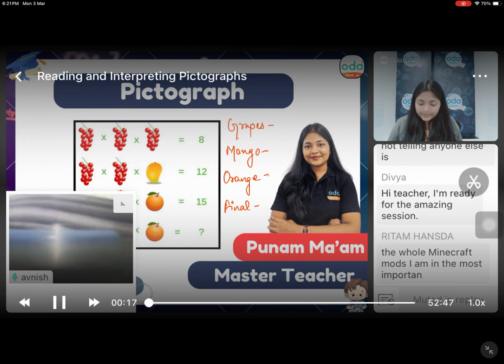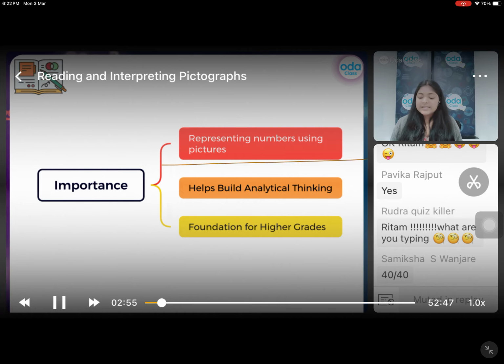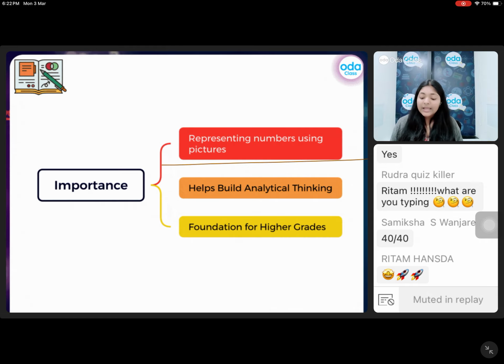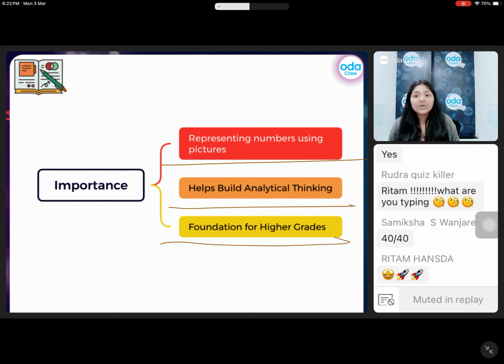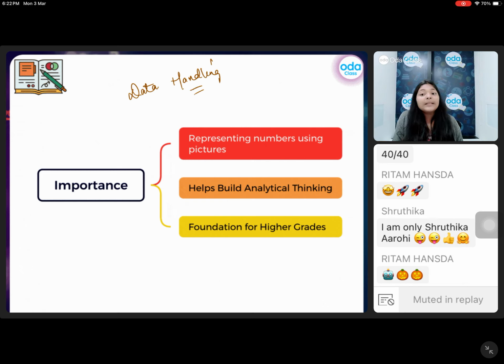And this topic is really very important because it is representing numbers using pictures. It helps build analytical thinking and is also a foundation for higher grades. Whatever we are going to learn in the higher grades is related to this. We are going to learn data handling in higher grades as well. Now we are in fourth standard, we are reading it. This will come in use and build the base. It is a very important topic. All of you should focus.